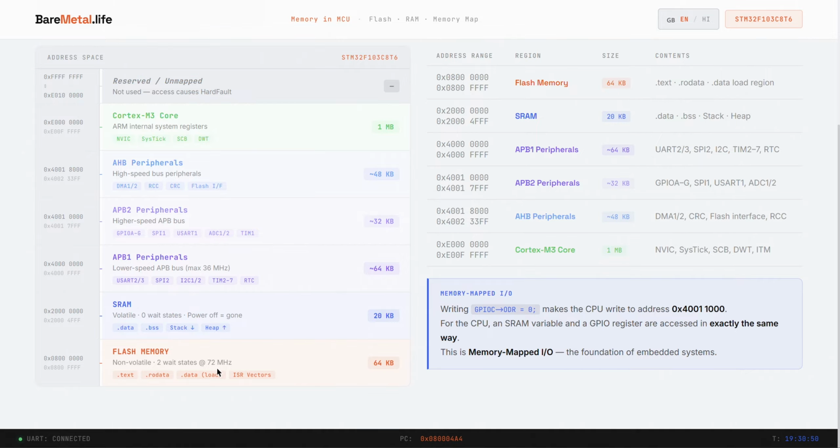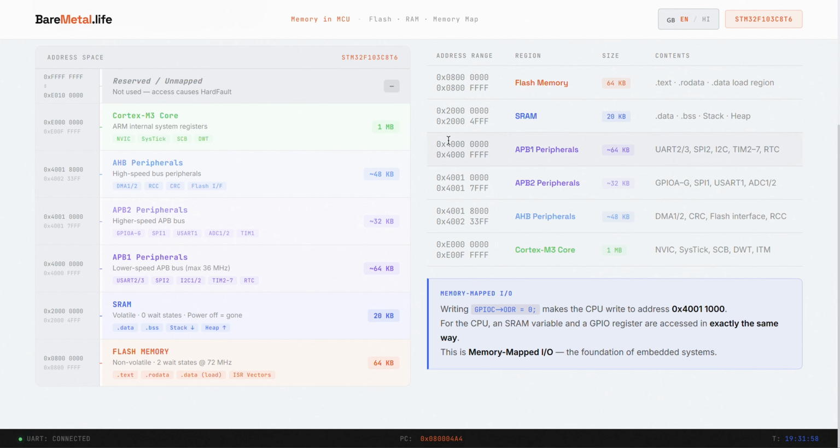Inside your flash, you will find first the .text section, that is your actual compiled code. Second, the .rodata section, that is read-only constants. Third, the .data load region, that is the initial values of global variables which get copied to SRAM at startup. Last, the ISR vectors, the interrupt vector table.